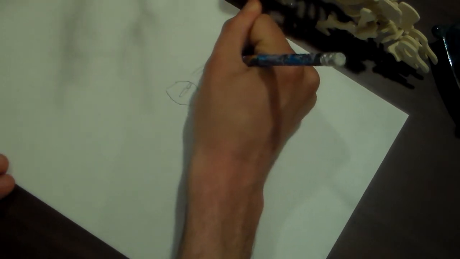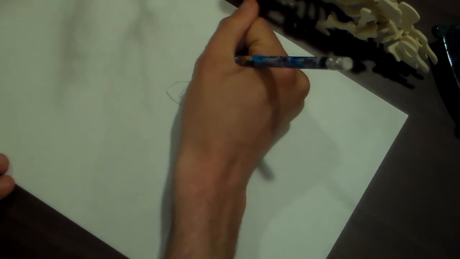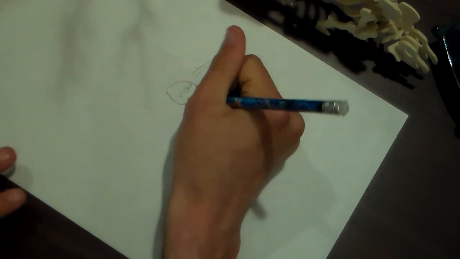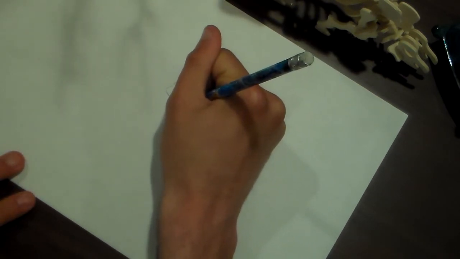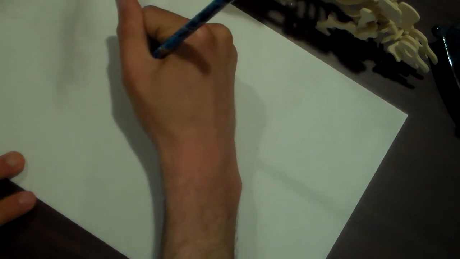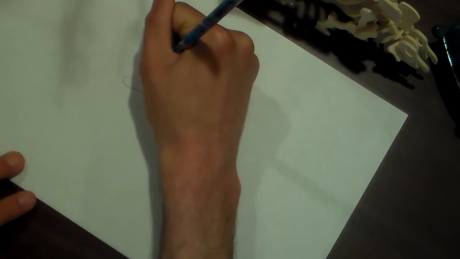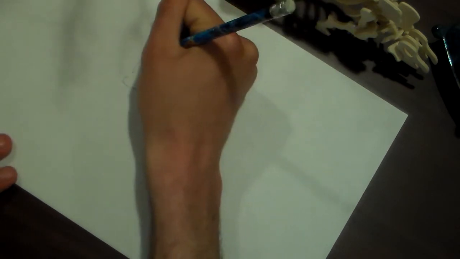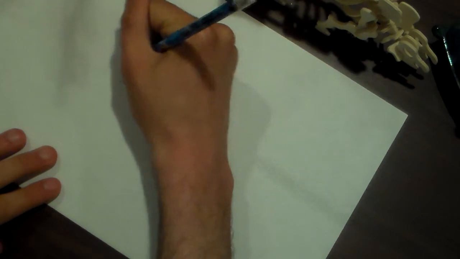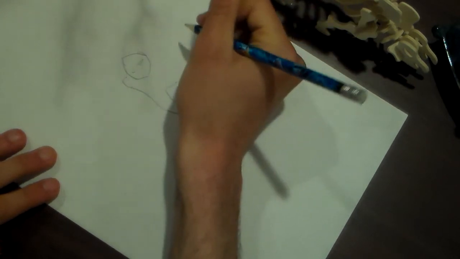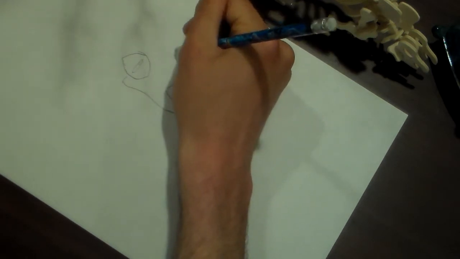Okay, so here's his eye and his whisker. Next you draw, let's see, I'm gonna draw this part underneath his eye. Okay, so there's his other eye right here.